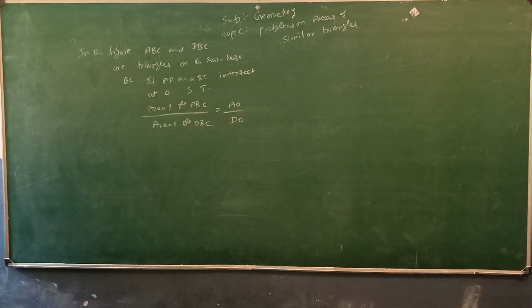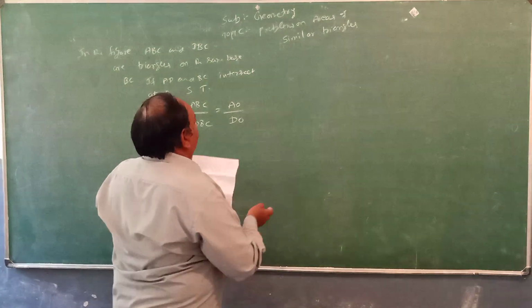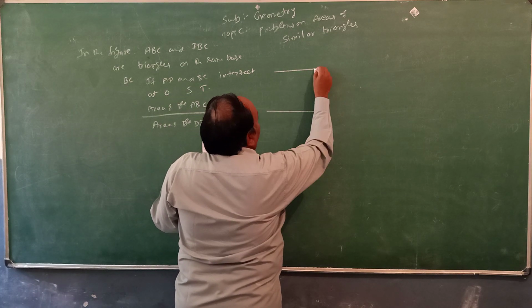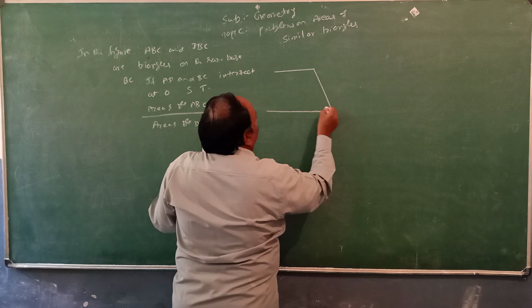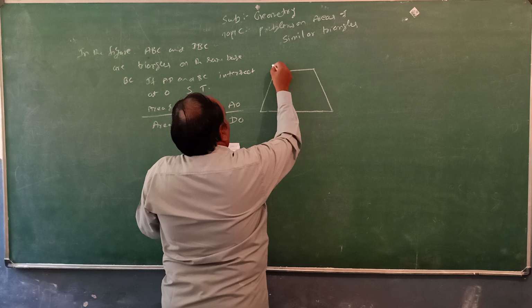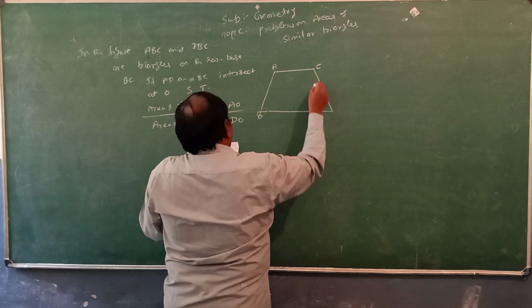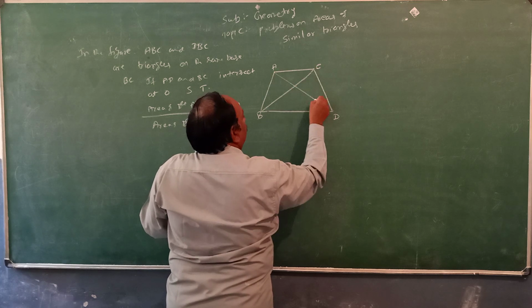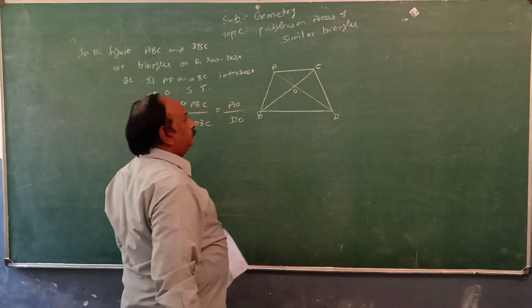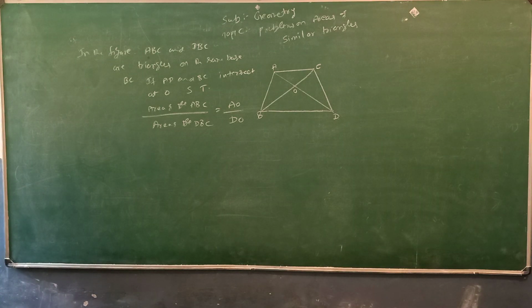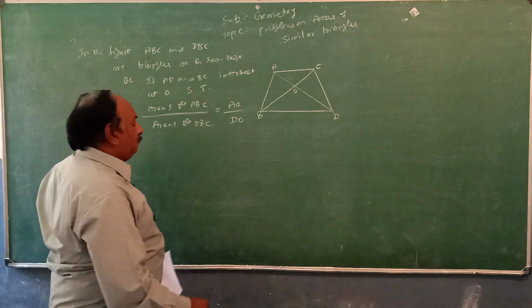Well, students, this is very important from the examination point of view, because these types of problems appear two to three times in the examination. This is A, B, C, D intersected at O. This is a somewhat difficult problem, but if you understand it, it is not difficult. It is a very easy problem.